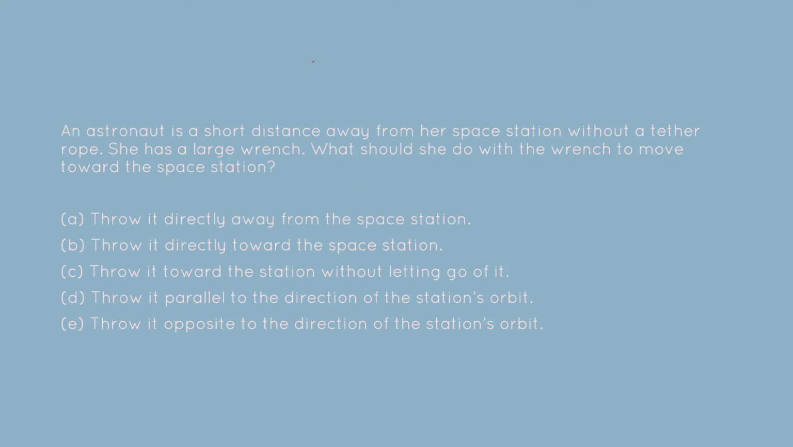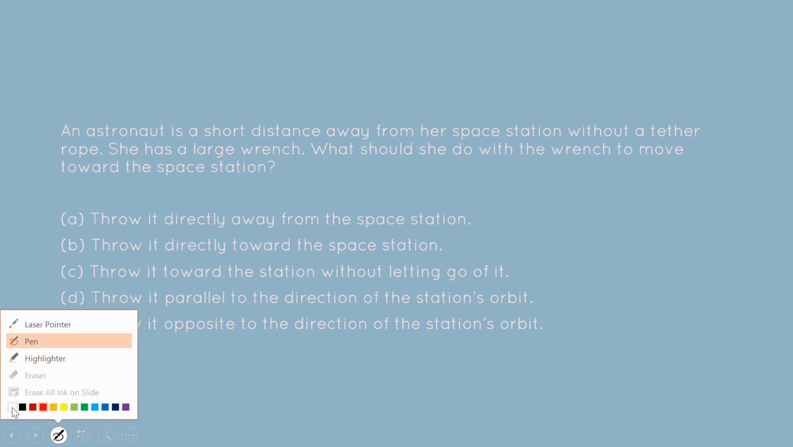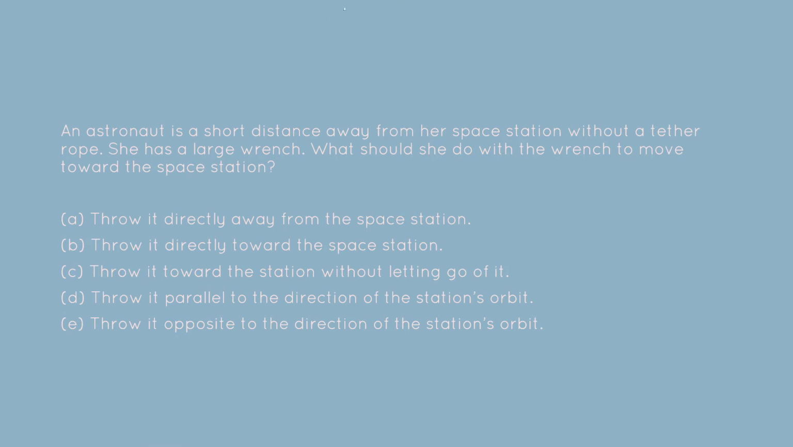Okay, so we will consider the astronaut and the wrench as the system. So if we consider the initial momentum, we should note that it is 0 because both the astronaut and the wrench are not moving. Right?